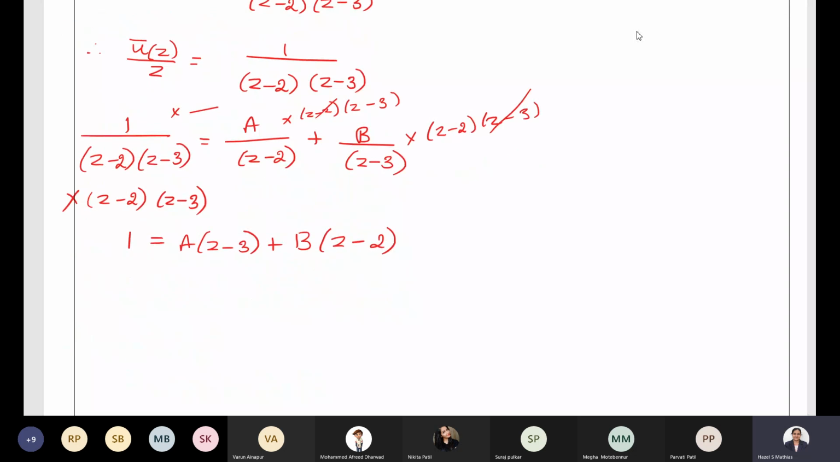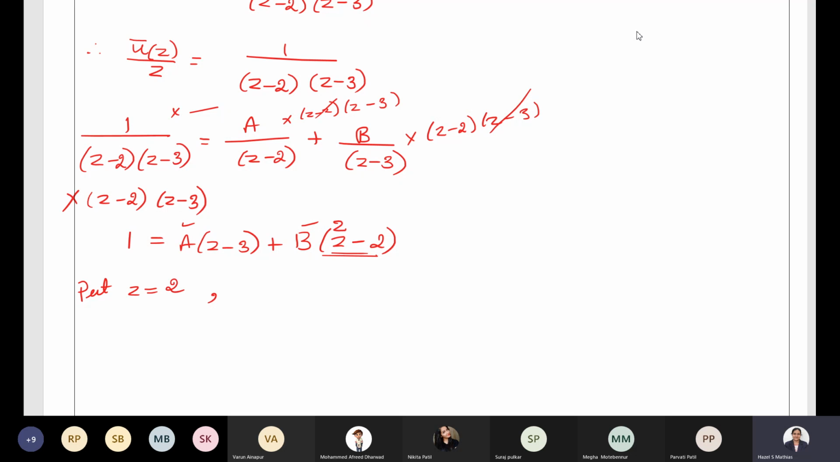Now, we need to find the values of a and b. So what we shall do? What value should we put? When you need to find the value of a, you need to make the coefficient of b 0. So how can we make the coefficient of b 0? By putting the value of z as 2. 2 minus 2 will be 0. That's why I put z equal to 2.